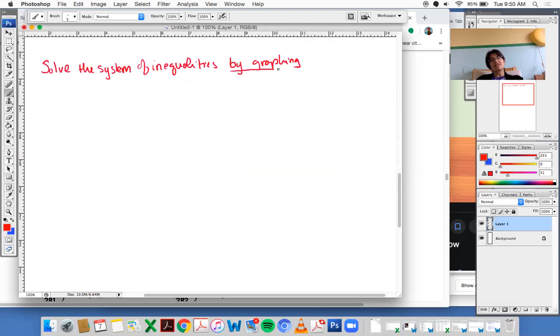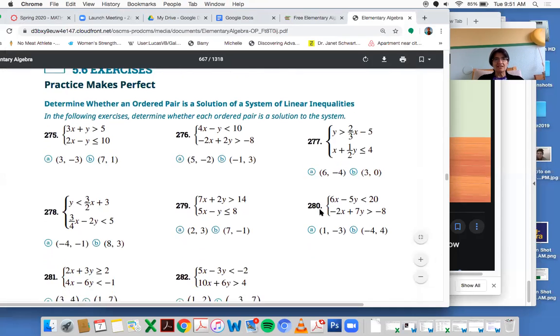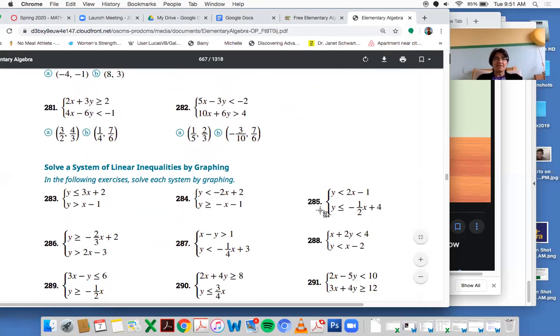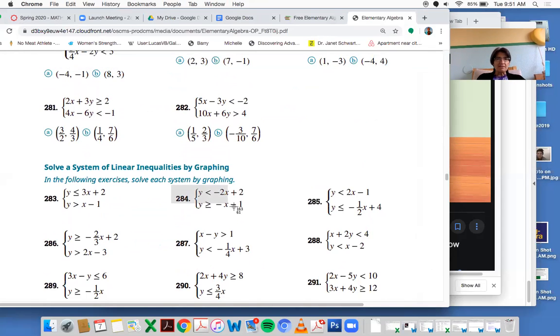This is basically the only choice for solving systems of inequalities, because a solution to a system of inequalities is not just a coordinate point, it's a region of the plane, and we'll see how that works. Let me grab a problem from the book. All right, the book right here. Let's look at 284.